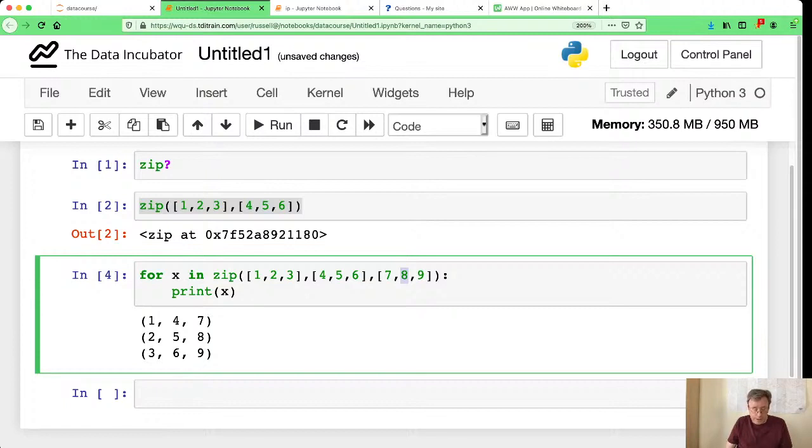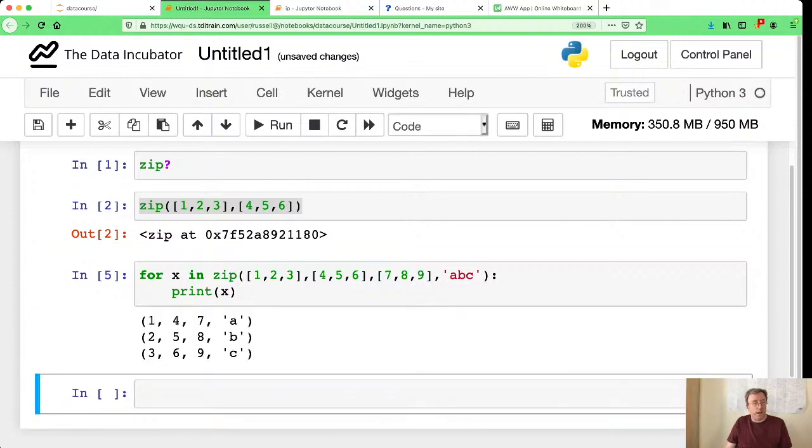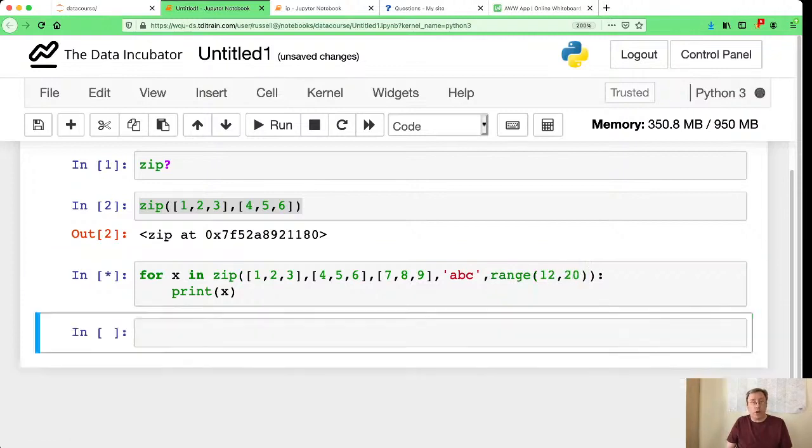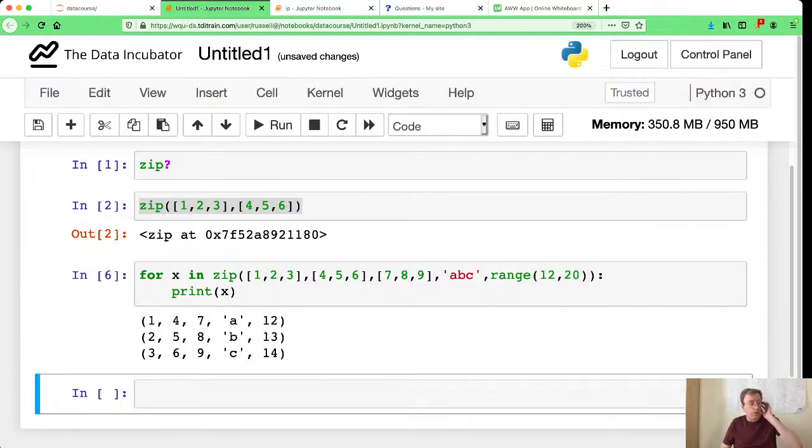These don't have to be lists. They could be A, B, and C. These can be any iterables. I could stick on a range, 12 to 20, right? And we stop. It goes to the length of the shortest iterable.